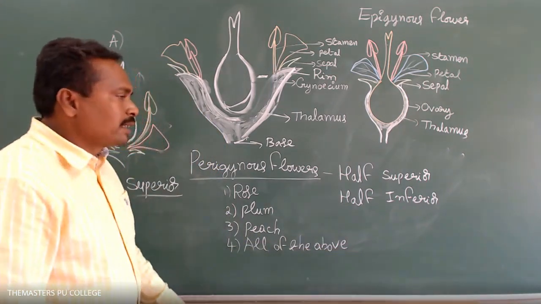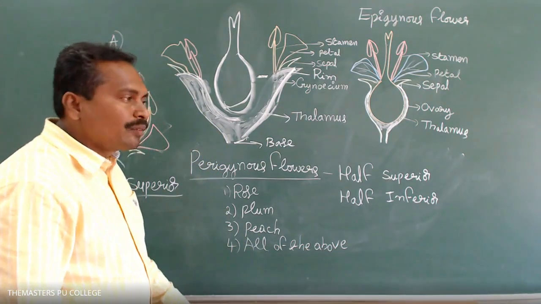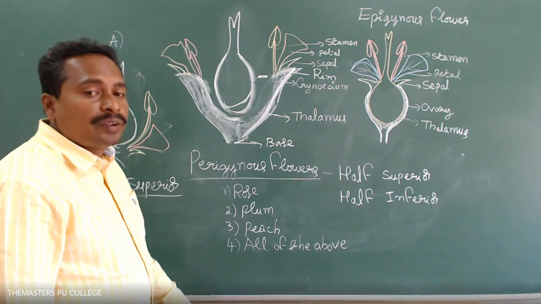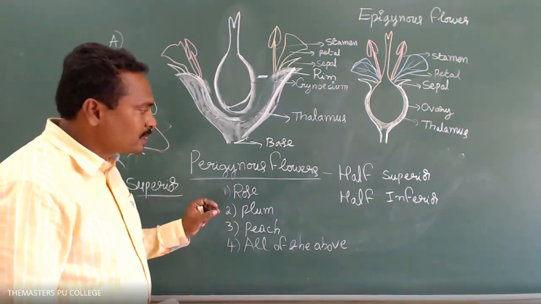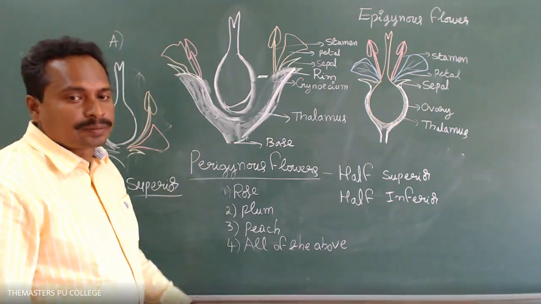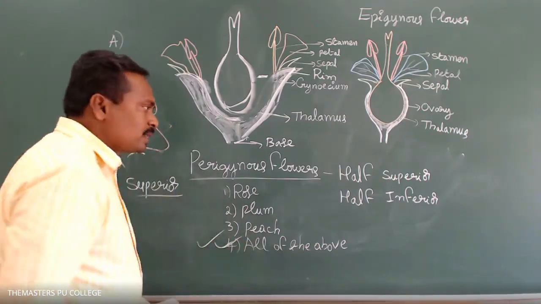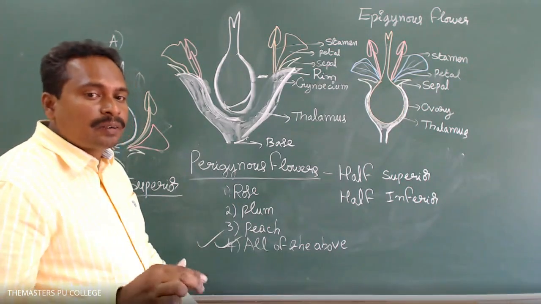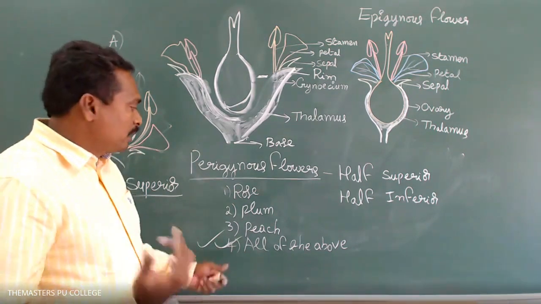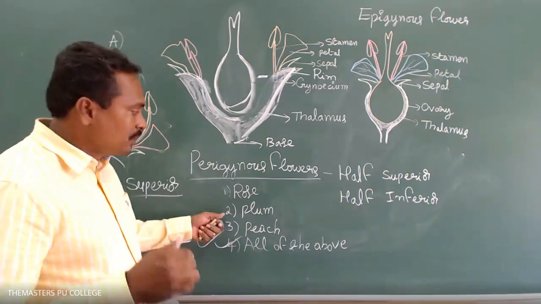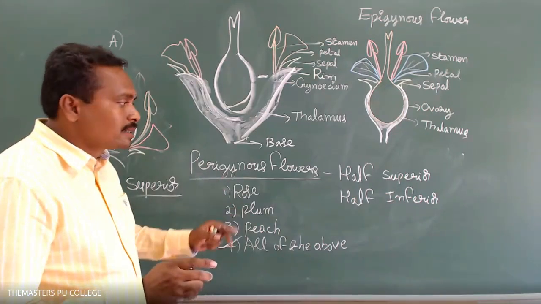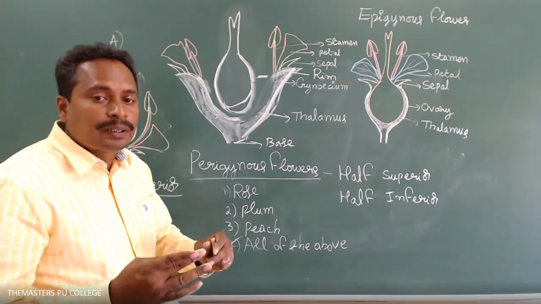In which of the following plants' flowers is the ovary half inferior? Option 4, all of them. Right. Sometimes they may ask which of the following flowers have a half superior ovary, and sometimes they may ask in which of the following plants' flowers the ovary is half inferior.